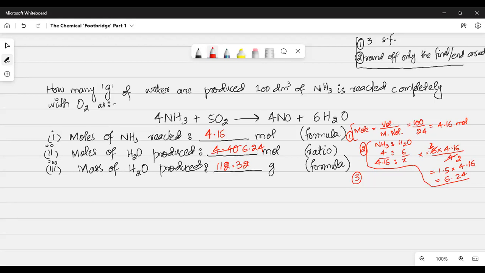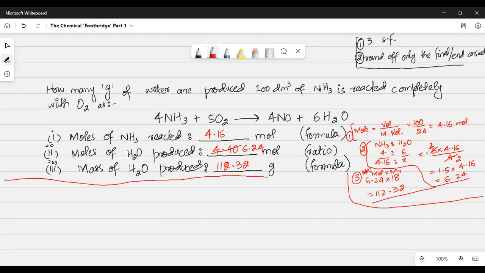112.32 grams. Okay, let's see. I hope you have multiplied 6.24 by 18 to get your answer. Yes, sir. And the answer is 112.32. That's perfect. That's because we multiply the number of moles by Mr, and that gives us mass. So mass is equal to mole times Mr. That's how we get part three's answer. Okay, that's great. That means you get a hang of it.